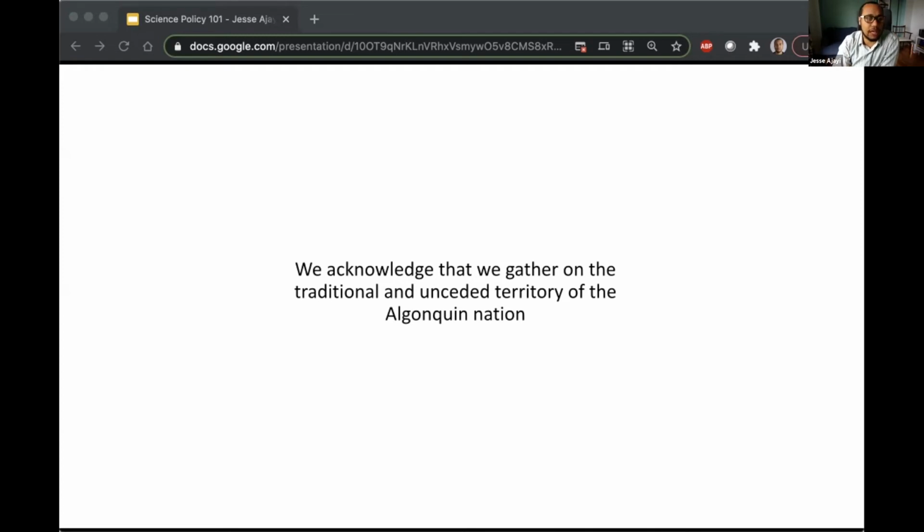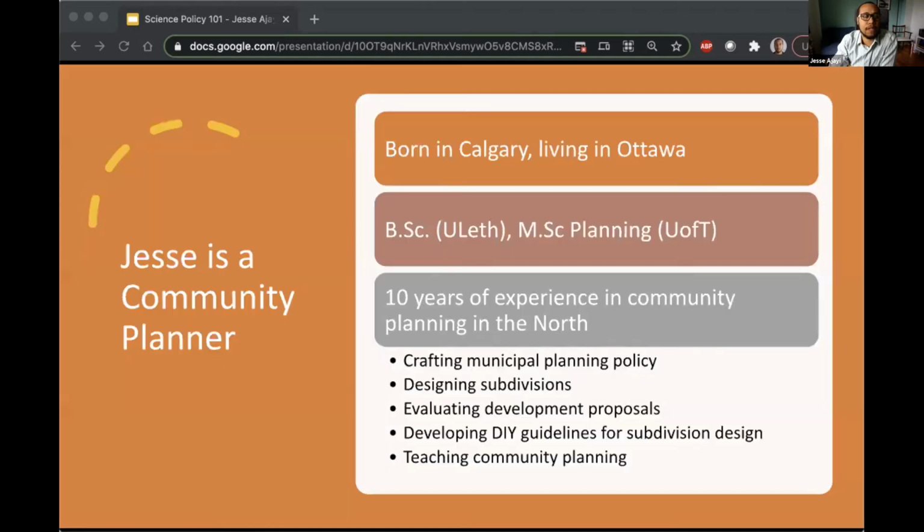So thanks everybody. I'll acknowledge that I'm joining this gathering on the traditional and unceded territory of the Algonquin Nation here in Ottawa. So I'm a community planner. I was born in Calgary, and I'm currently living in Ottawa.